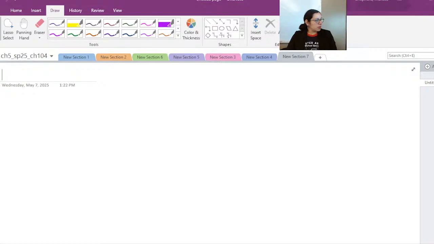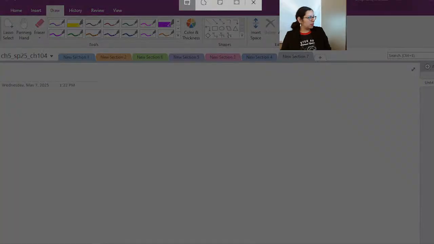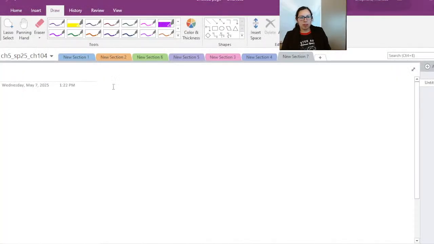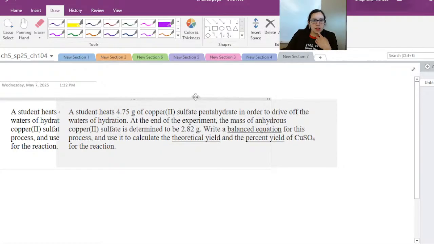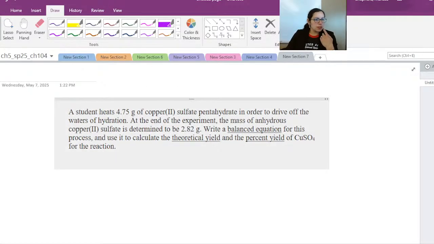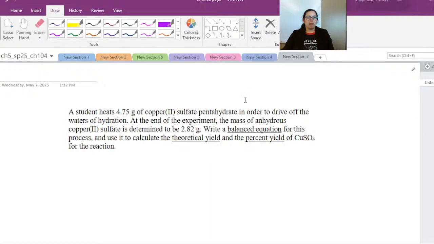All right, so let's look at the post-lab question, and I'll paste it in a second here. I know a few people tried it, but let's do it together. This is a good one. We have, again, a very similar experiment to what we did.